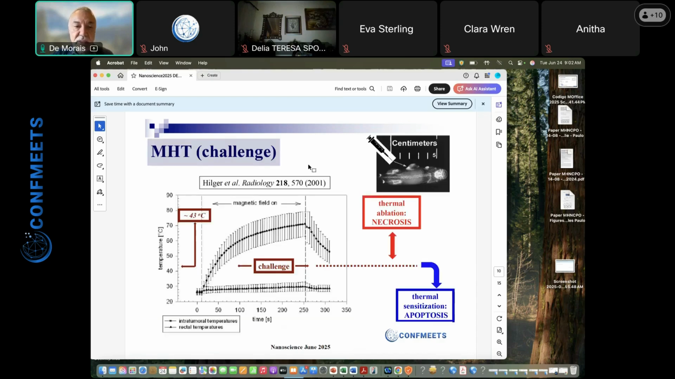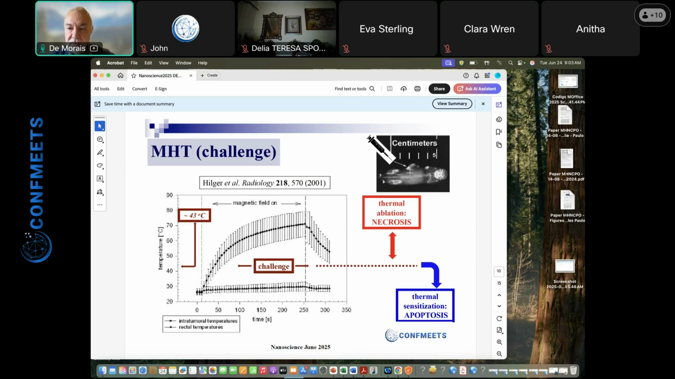So to look at the magnetic hyperthermia, what is the big challenge of this technology? Here is a very interesting result. It was an experiment performed by colleagues in Vienna, in Germany. They injected magnetite nanoparticles in a tumor. You can see a small picture on the right-hand side. You can see a tumor on the side of this mouse.